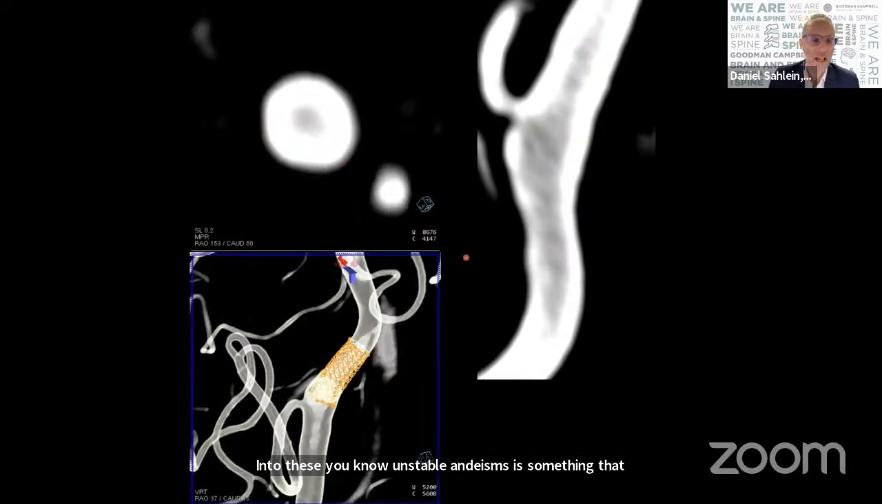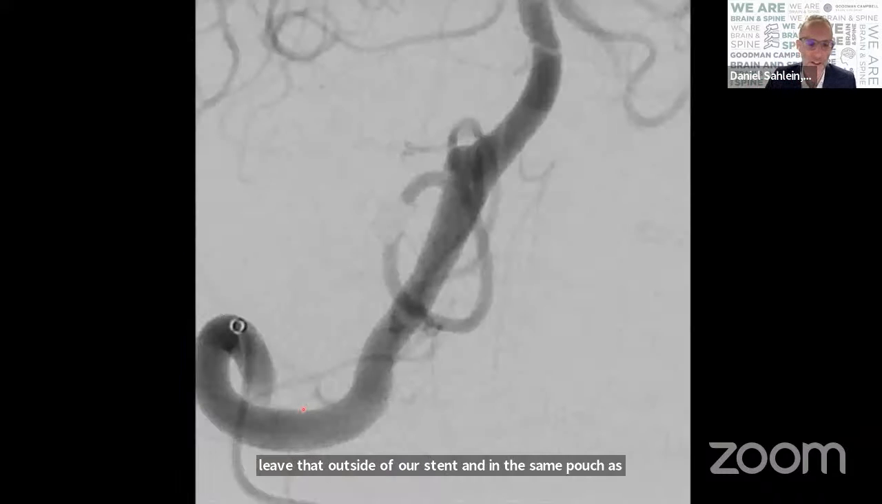And so in this case, I'm going to take the first device and leave it floating over the neck, and I need to give myself a few millimeters with the second device so that it has enough room to open and tack against the origin of the posterior inferior cerebellar artery, just to make sure that we don't leave that outside of our stent and in the same pouch as the aneurysm, because it can pull flow through the walls of the stent and keep the aneurysm patent.